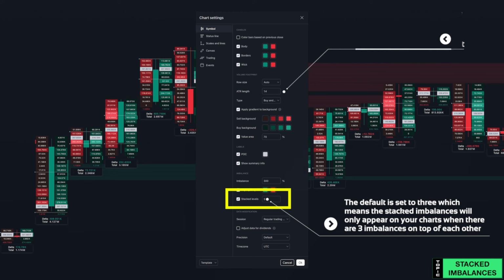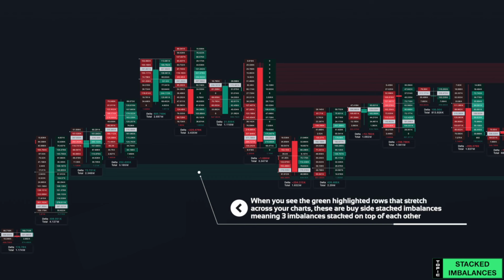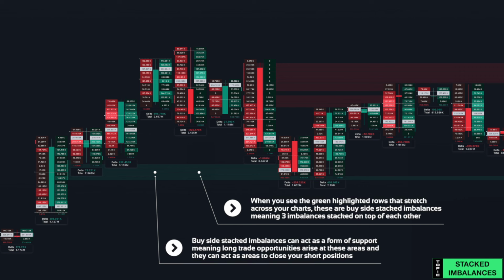We use a tweaked version of these settings, but to keep it simple for this video, leave everything else as the default. Now back on your charts. When you see the green highlighted rows that stretch across your charts, these are buy-side stacked imbalances, meaning 3 imbalances stacked on top of each other. Buy-side stacked imbalances can act as a form of support, meaning long trade opportunities arise at these areas. And also, these areas can act as places to close your short positions.